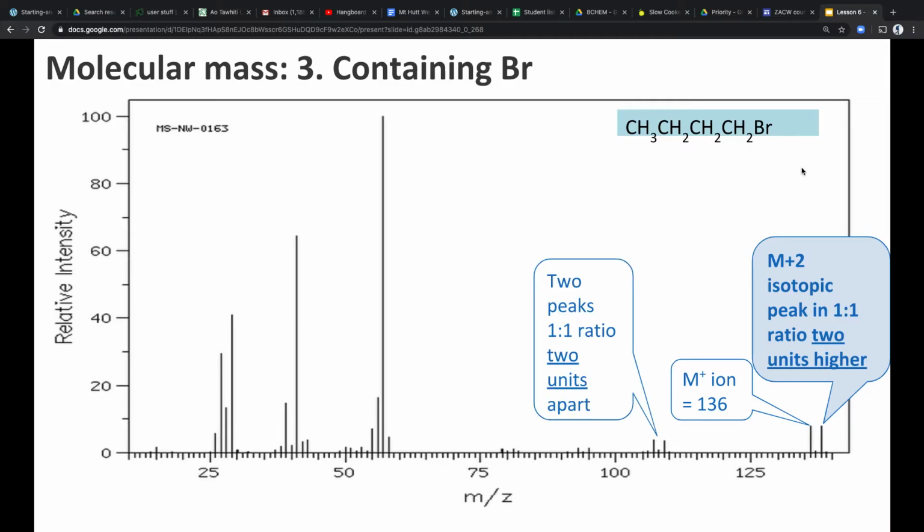Cool. Even the fragments, so this tells us this fragment must contain bromine because it's producing a peak 2 units higher. So that's awesome. And there's a little blip in between them. What do you think causes that? You see the little blip between these two bromine isotope fragment peaks?